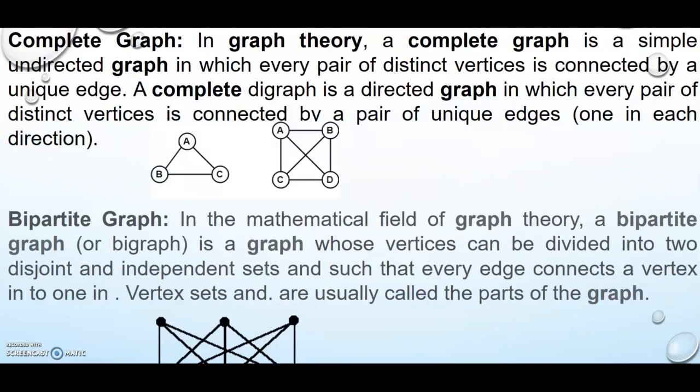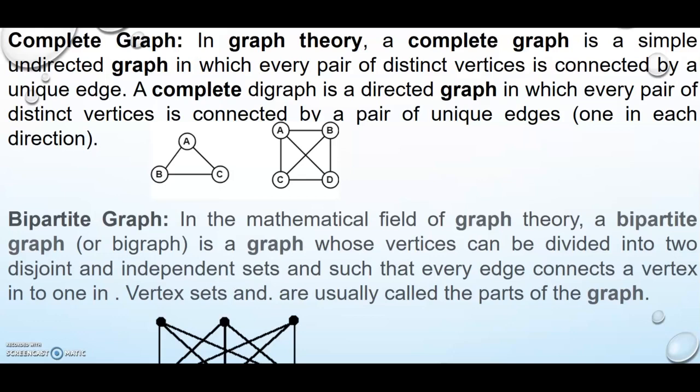And next about complete graph. What is a complete graph? In graph theory, a complete graph is a simple undirected graph in which every pair of distinct vertices is connected by a unique edge. A complete digraph is a directed graph in which every pair of distinct vertices is connected by a pair of unique edges, one in each direction. See here, a complete graph means it doesn't have any directions, but the vertices will be connected. That is called as all the vertices are connected.